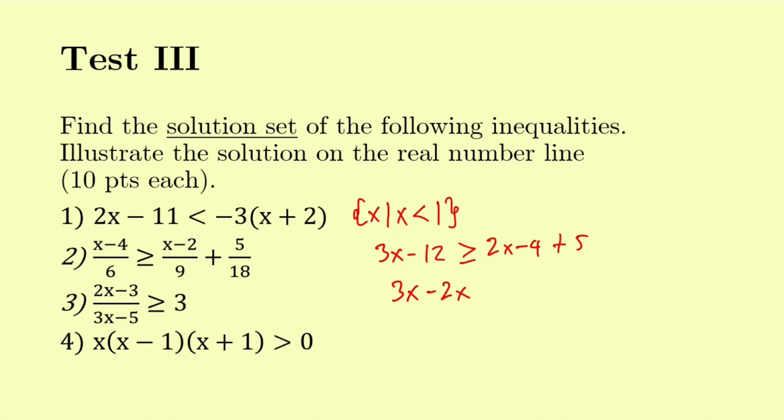3x minus 2x is greater than or equal to negative 4 plus 5 plus 12. Then x is greater than or equal to negative 4 plus 5, which is 1, plus 12, which is 13. So, ang ating sagot is x is greater than or equal to 13. That's it.